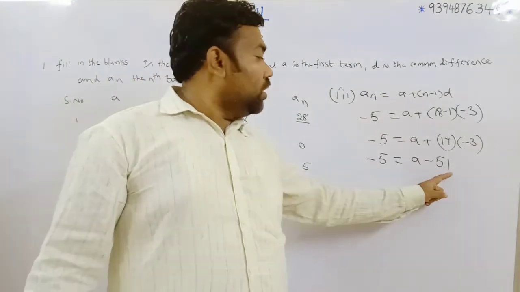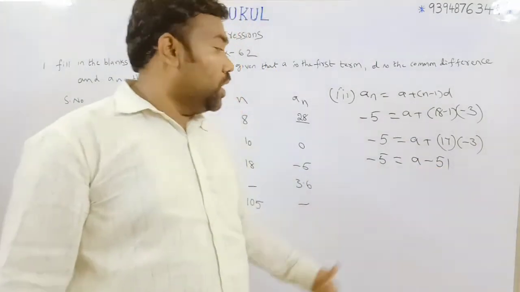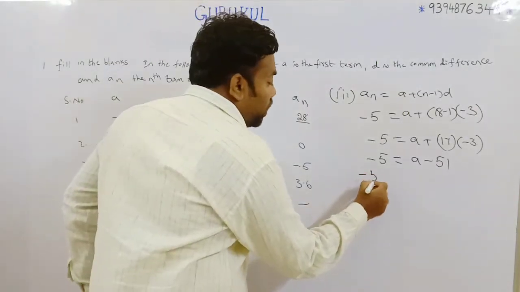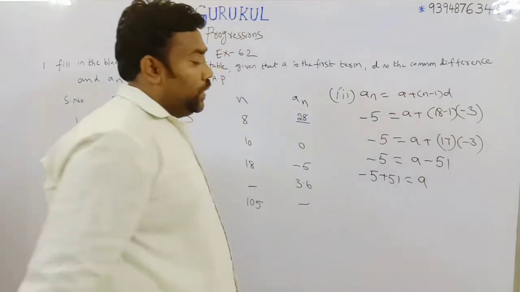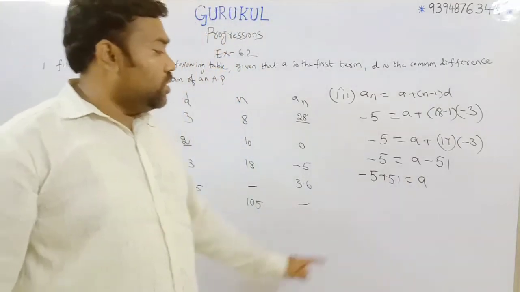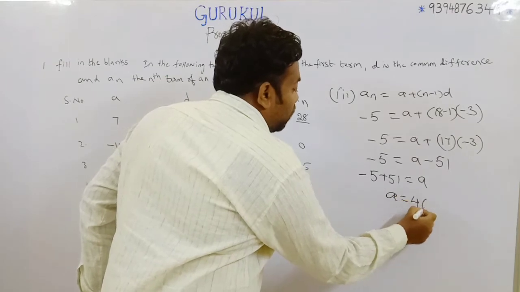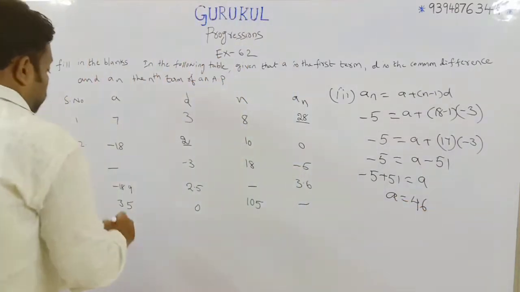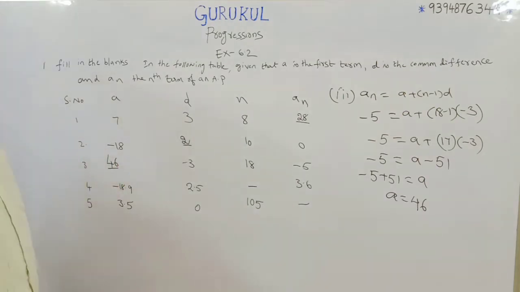Minus 51 goes from right to left, negative value changes to positive value. So minus 5 plus 51 equal to a. 51 minus 5, a equal to 46. So this value is 46. This is the third one.